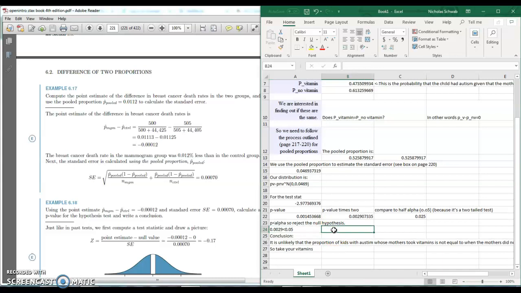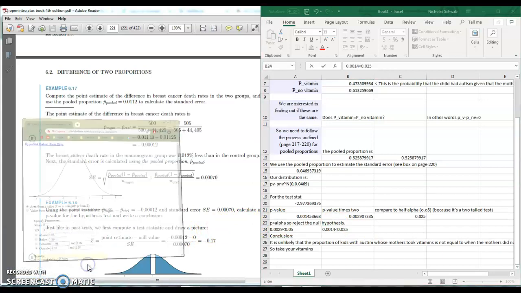Just to make clear what I was saying before, that is the same as just doing one tail times half of alpha. It gives you the same answer. 0.0045, 0.025, right? Let me show you what that looks like on the normal distribution here.